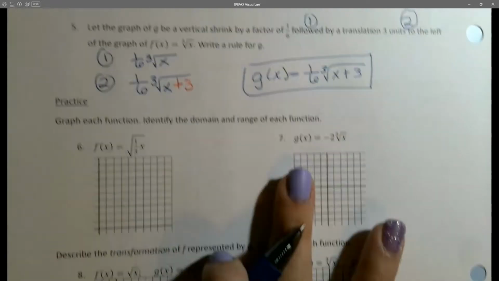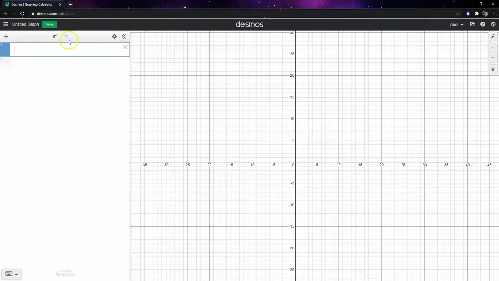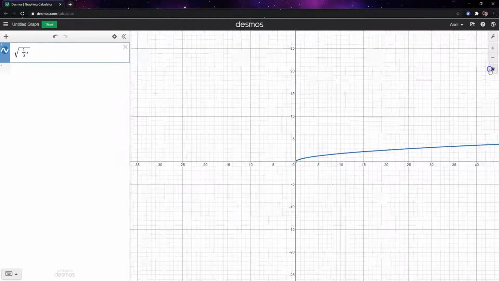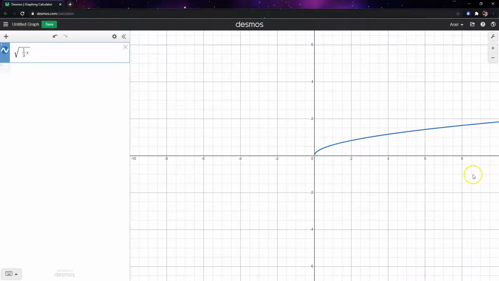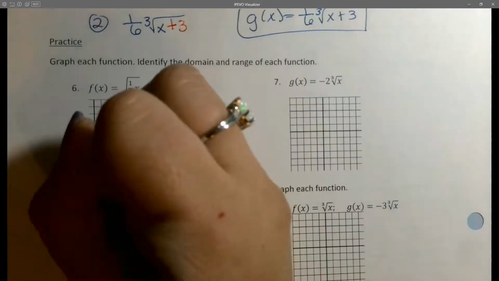Okay, so the first two, again, remember, I want you to graph the function and identify the domain and range. So I will go ahead and start by graphing 6. This one is the square root of 1/3 x. So let me press the home button to zoom in. This is what this one looks like. So I'm going to go sketch this on my paper.